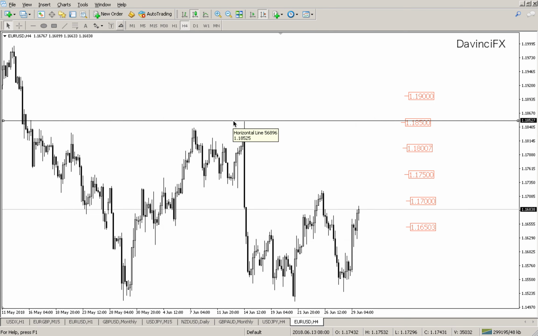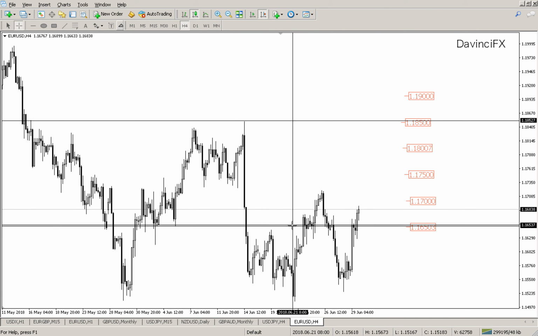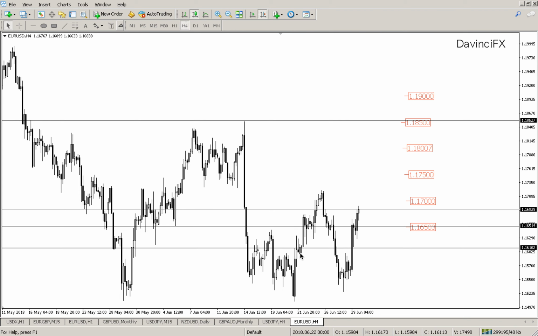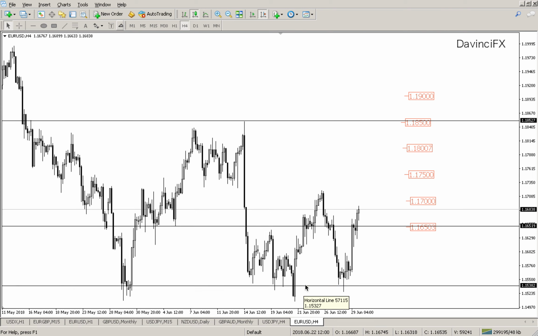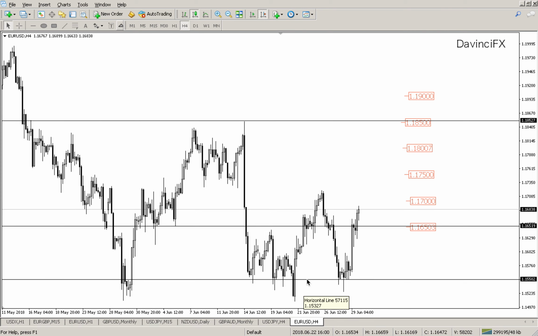So we go and draw these out further. We've got our 50 level there. Look at the price action at that level. Beautiful. If we even go further down, we have a 50 level here too, guys. Let me just get that for you there.